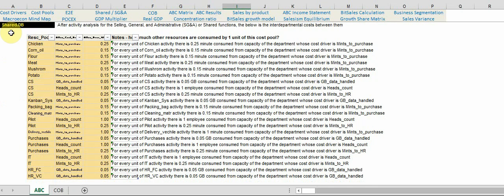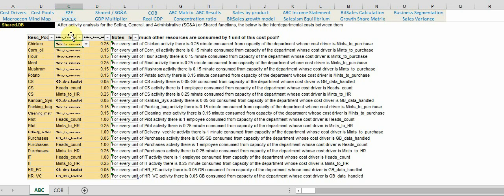The shared cost database contains our selling and general and admin functions, the SGA. After activity analysis for the selling and general and admin functions, below is the interdepartmental cost between them. For example, chicken meat should be charged with its share of the purchasing department cost because the chicken meat took from the purchasing department time. How can we allocate purchasing department cost to chicken meat? We link the cost pool chicken meat with the cost driver of the purchasing department.